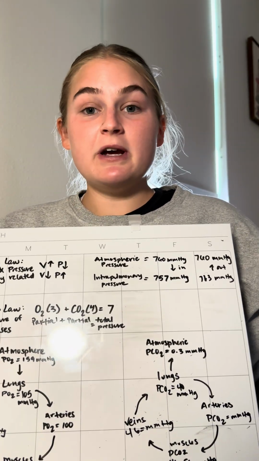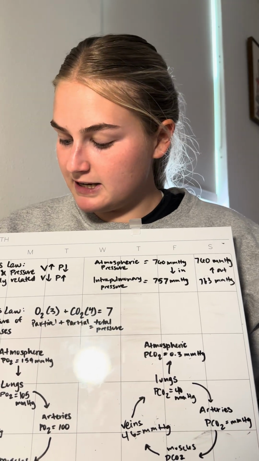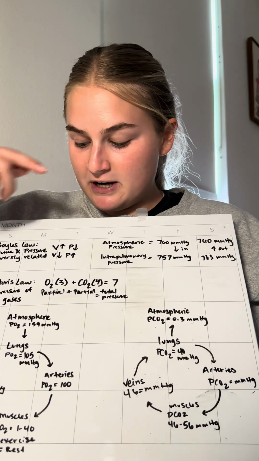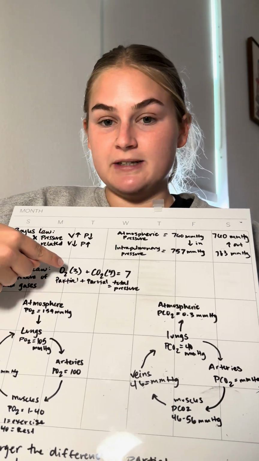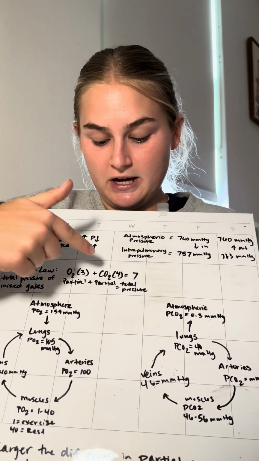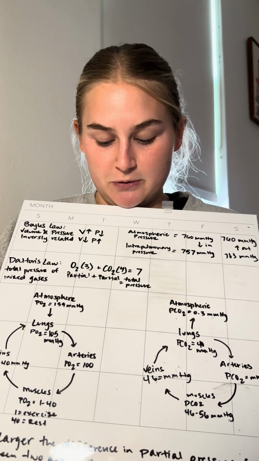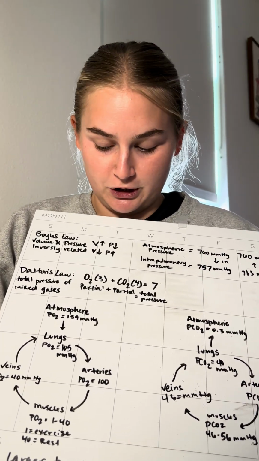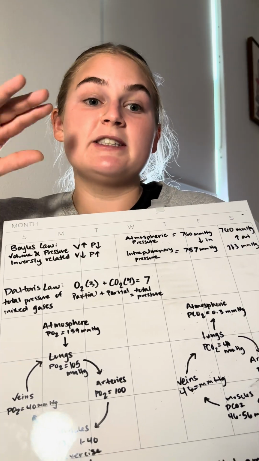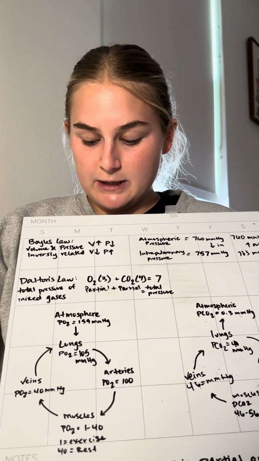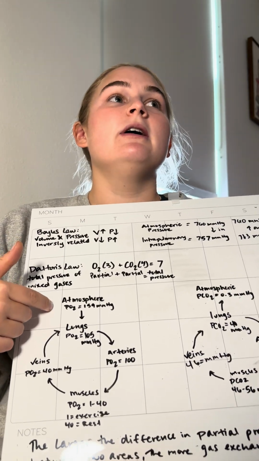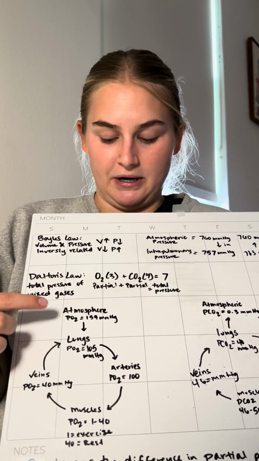And then we have to describe Dalton's law, which is the total of the partial pressures of mixed gases. An example here is we have a partial pressure of oxygen of 3, a partial pressure of CO2 of 4, and that gives us a total pressure of 7. And as we look here, this is kind of how our air is able to move through our body.